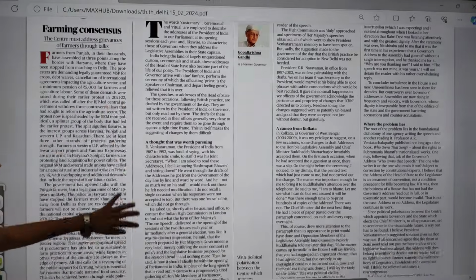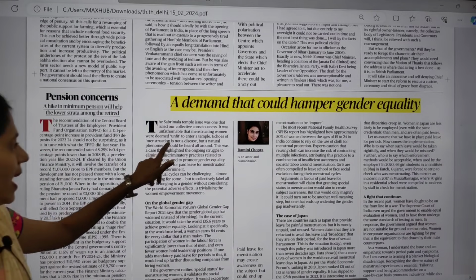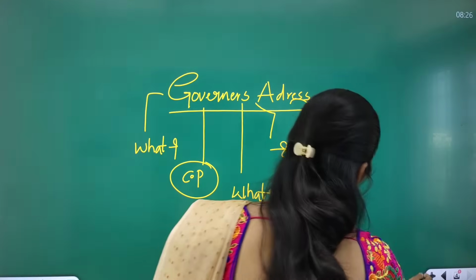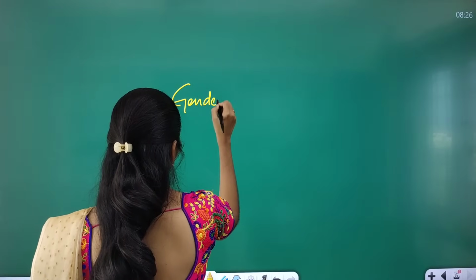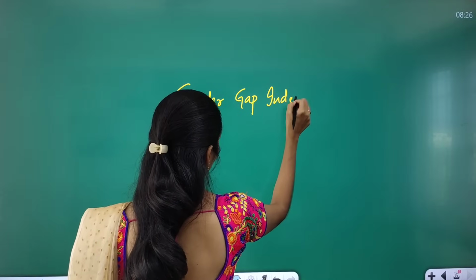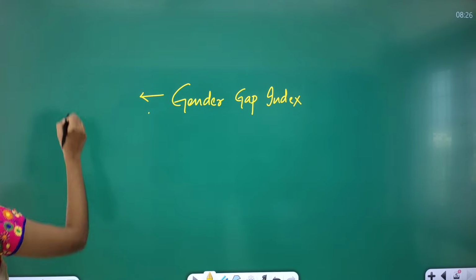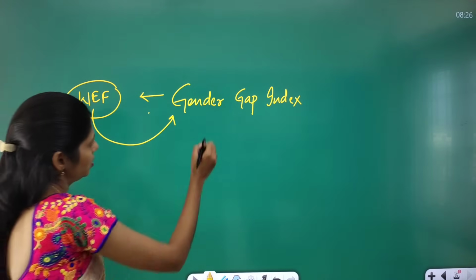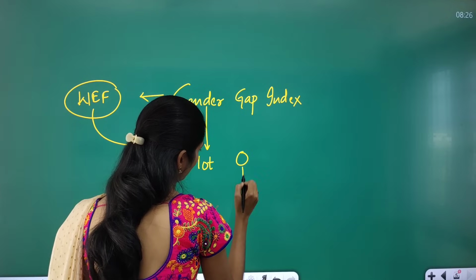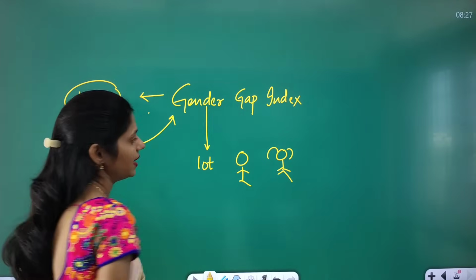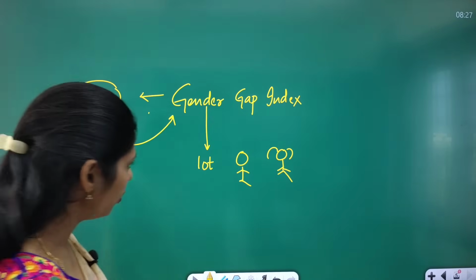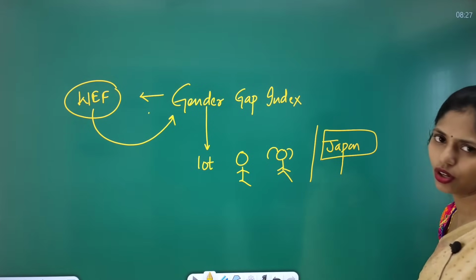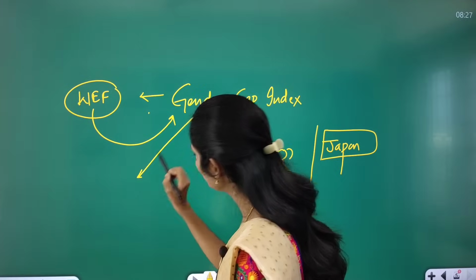One more important article here is about gender equality. "A demand that could hamper gender equality." Here you can connect this article with one report, that is the Gender Gap Index. Which organization releases this Gender Gap Index? We have the World Economic Forum. WEF will be releasing this report. This index says that there is a lot of gap between males and females in India. Not only in India, the example given in this article is that even in Japan they also have a lot of gender gap. So there is no gender equality.